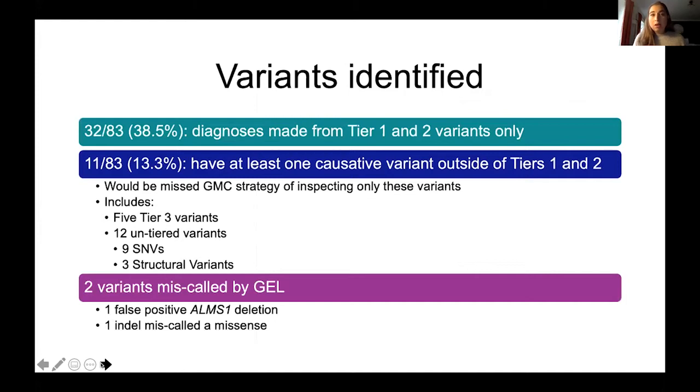Then looking at the kind of variants we identified, we thought that nearly 40% of the diagnoses could have just been made from tier 1 and 2 variants, which is what's being looked at routinely in diagnostic labs. But for 11 patients, they had at least one causative variant outside of tiers 1 and 2, so would have potentially been missed. So that included 5 tier 3 variants and 12 that were untiered, of which 3 are structural variants and 9 are SNVs. And there were also 2 variants miscalled by GEL, so the false positive ALMS1 deletion and an indel miscalled as a tier 3 missense.